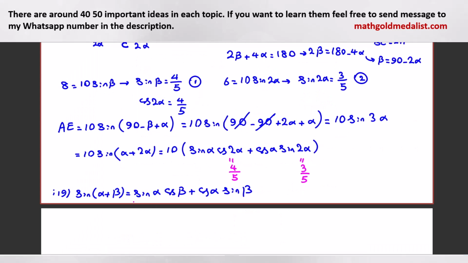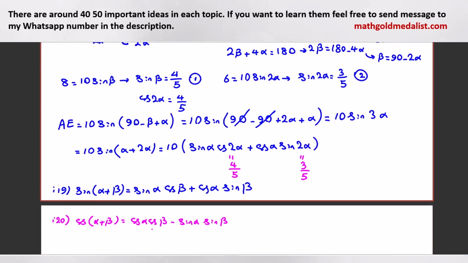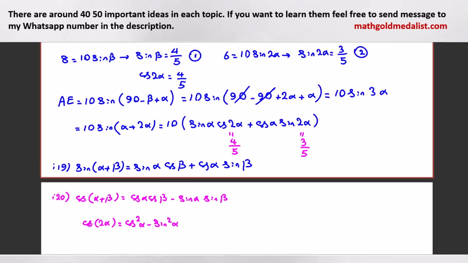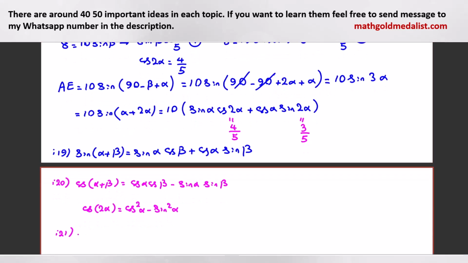For finding sine alpha and cosine alpha, again we should use another identity. Cosine of alpha plus beta is equal to cosine alpha cosine beta minus sine alpha sine beta. A special case of this is cosine 2 alpha equals cosine squared alpha minus sine squared alpha. And we have a basic identity in trigonometry: sine squared alpha plus cosine squared alpha is 1. So you write cosine squared alpha, and for the next one, 1 minus cosine squared alpha by identity 21. So it will be 2 cosine squared alpha minus 1.